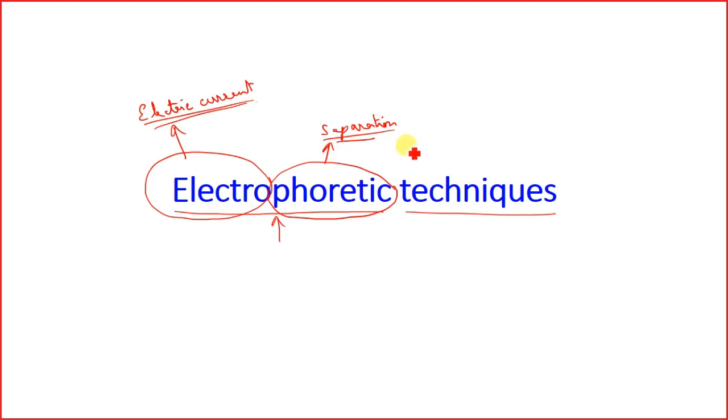So the electrophoretic techniques mean that we apply an electric current to separate the analytes which are present within a sample. On what basis are they separated? They are basically separated on the basis of mass, charge.